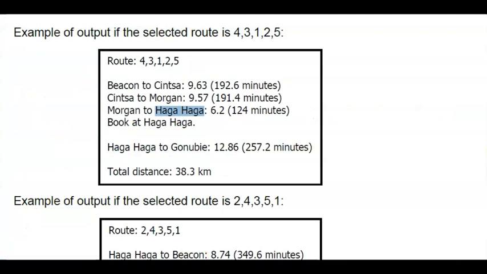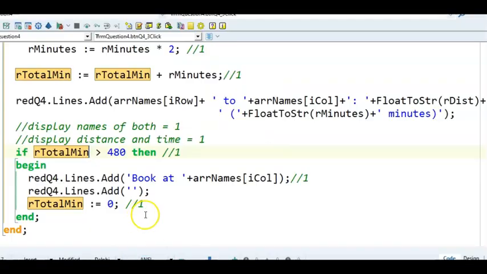When you look at the output, you will see there's an empty line there. This year there wasn't a mark allocated for that, but you never know. So I just added my empty line there to be safe. Now remember, once you've slept at this place, so this was your day trip, you're now going to book at Haga Haga, you're going to sleep, you're going to rest, and tomorrow you can do another 480 minutes. It is important to set your R total minutes back to 0 so you can start counting again.